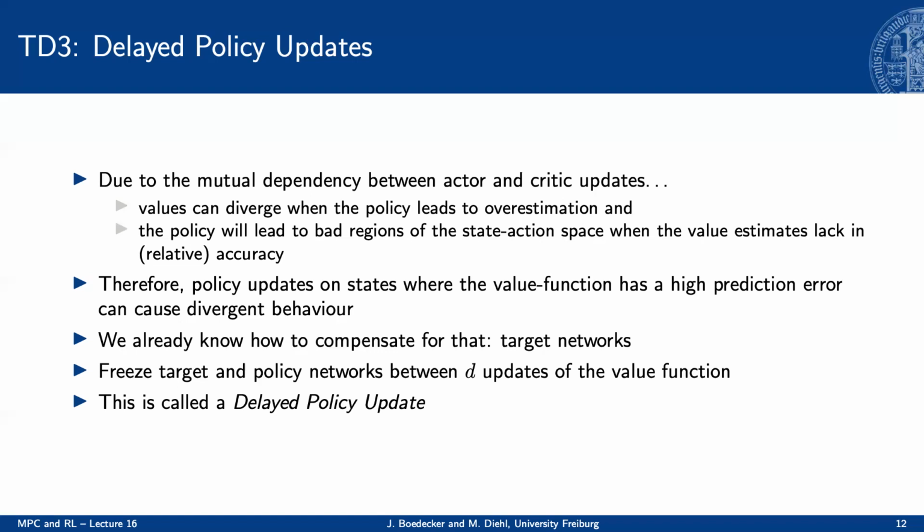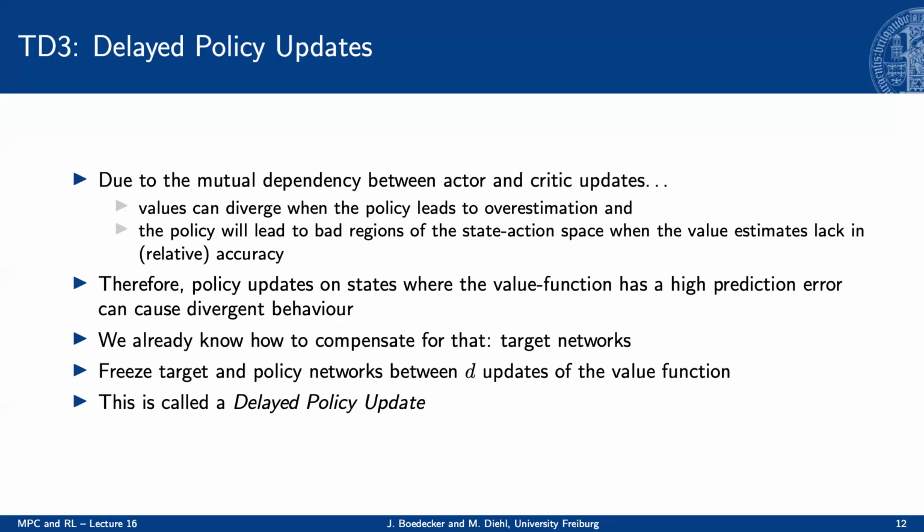So the policy updates on these states that have high prediction error can sometimes still lead to divergent behavior. The thing is, we already introduced target networks for the critic in the DQN, and also here in DDPG and TD3 we use that, but we now want to decouple this even more. We basically want to decouple the updates of the critic even more from the actor. What is done here in TD3 is that we make the updates for the policy parameters even slower than for the critic parameters.